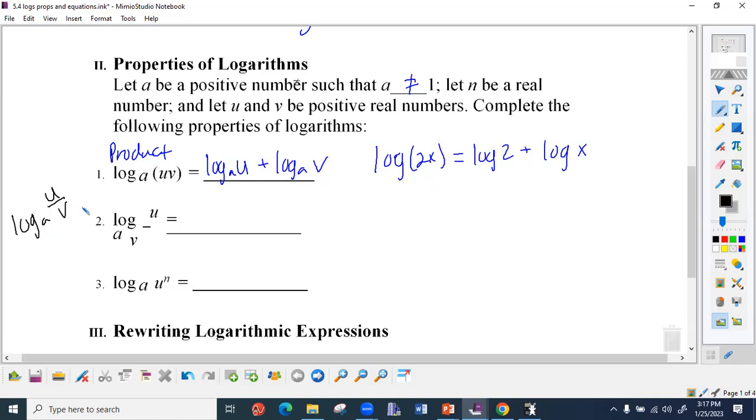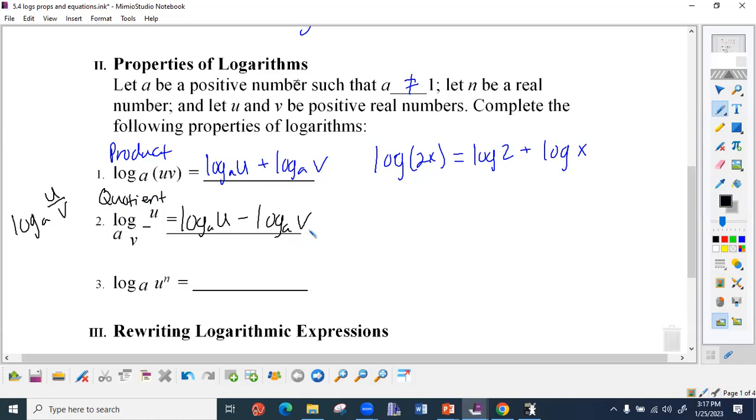Okay, so let's think about our exponents. When we are dividing exponents, what do we do to their powers? Subtract. So when we are dividing arguments of a log, what do we do with their logs? Subtract. You're so smart. This is called our quotient property. So it would be log base A of U minus log base A of V.